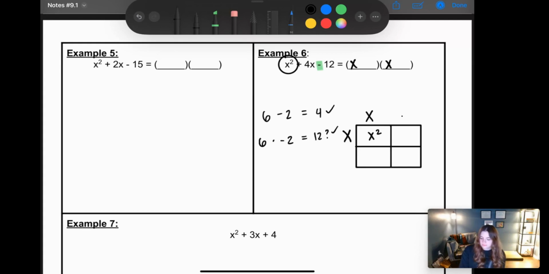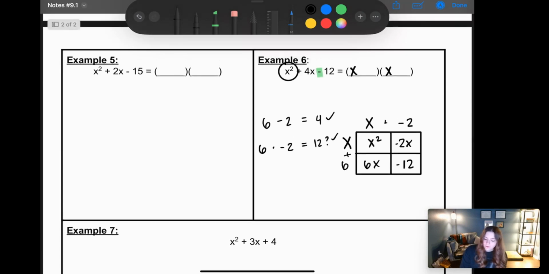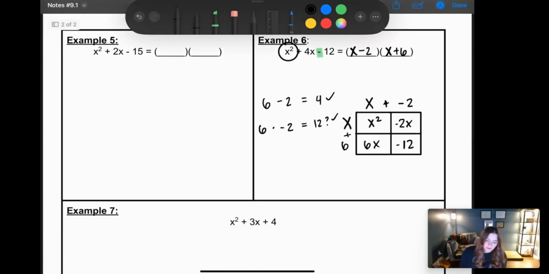So I'm going to say negative 2. Negative 2 times x gives me negative 2x. Then 6, and 6 times x is 6x. 6 times negative 2 is negative 12. And now you have every part, right? Now, again, I know that we're putting those together, but that's the same thing as saying x minus 2 and x plus 6. Okay? You are going to try example 5 on your own. Try that one out.